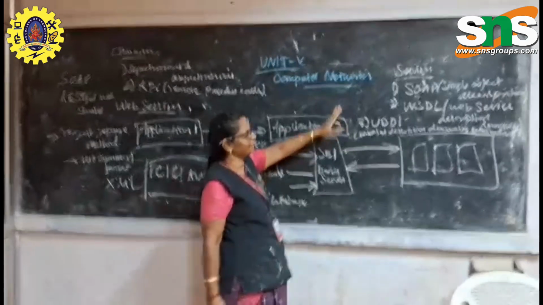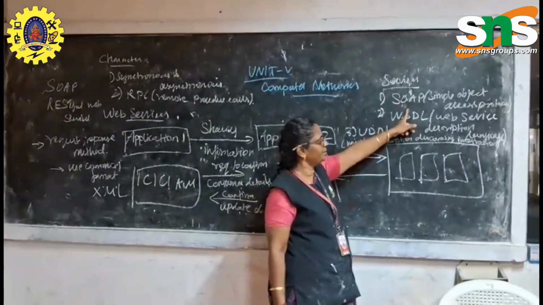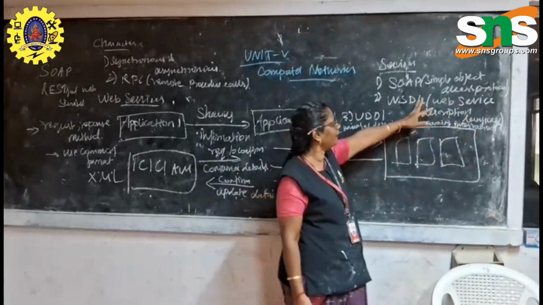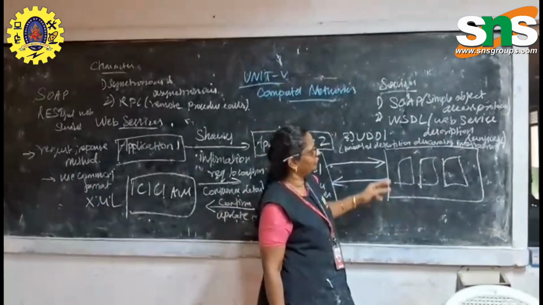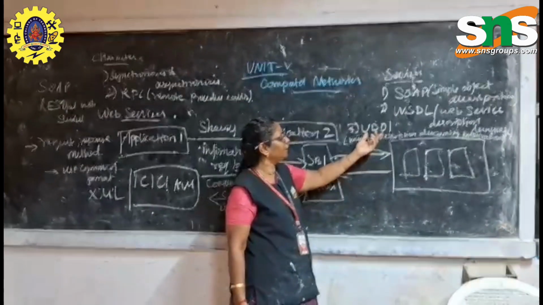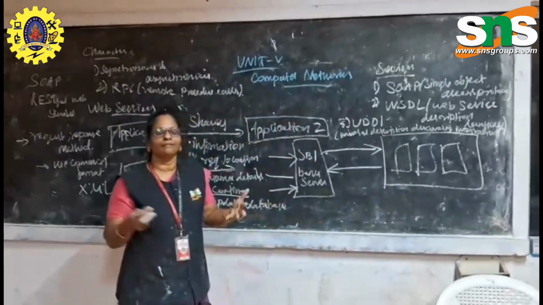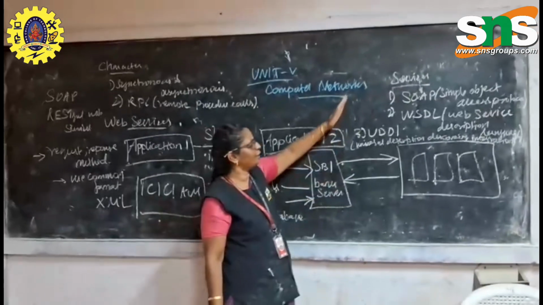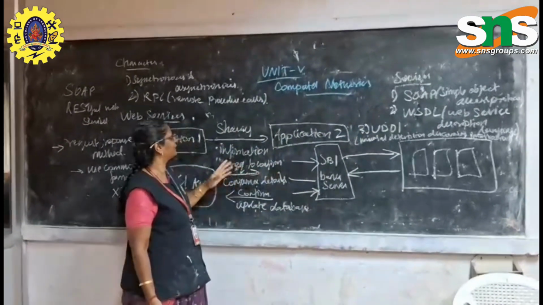Normally it has services like SOAP, WSDL, and UDDI. SOAP means Simple Object Access Protocol; by using this protocol, we are accessing the objects. Then WSDL, Web Service Description Language, through which we use the web service description and transfer the information. UDDI means Universal Description Discovery Integration. Integration means we are connecting more than two applications between the client and the server. So by using these web services, we are connecting the applications.